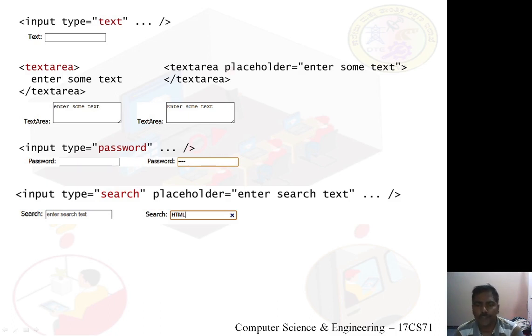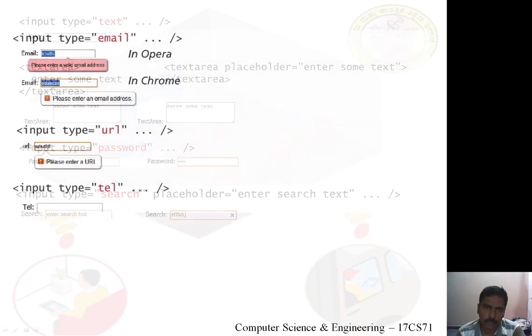Next is a search field. So next, when I specify type as email, I should follow the syntax of email, otherwise it raises an error. Next, when I need to specify URL. Next, it's a telephone.